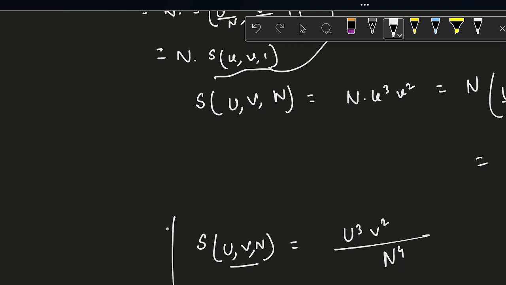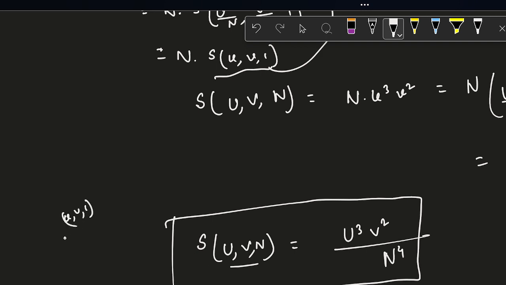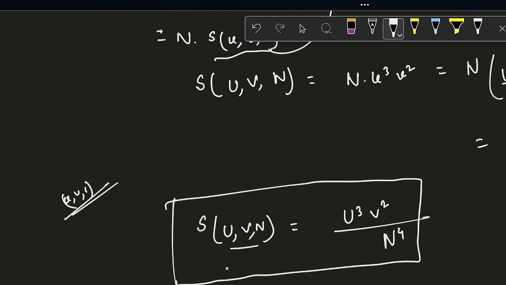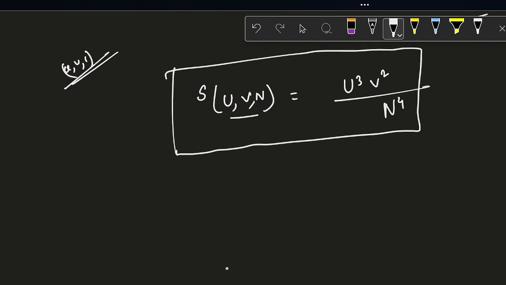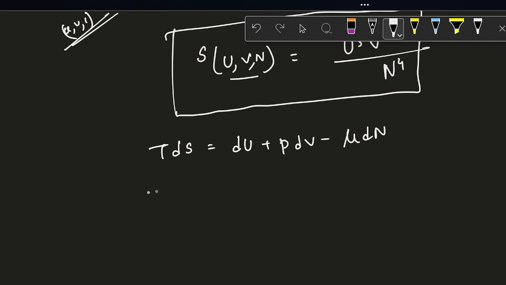So up to this part we have expressed the actual formula of entropy, because before this you had been given entropy as some small u, small v, 1. This is not the actual argument, right? You just have to get the actual expression of entropy in terms of all the actual macroscopic variables. So that we have done successfully, and after that you just have to use the first law of thermodynamics, that you know that TdS equals dU plus P dV minus mu dN. This is a very important formula that is used in multiple places in these kinds of problems.